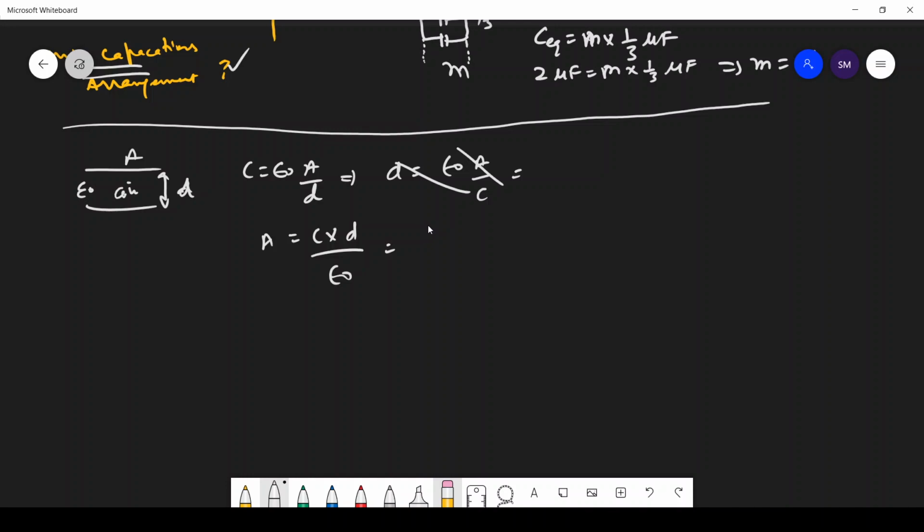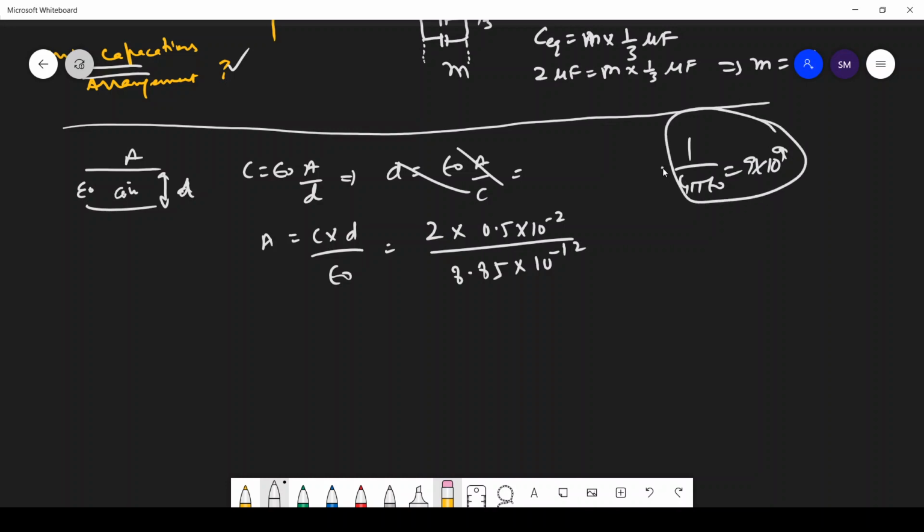So C is 2 farad, that is SI unit, and D is 0.5 centimeters. So let us change it into meters. So 0.5 centi means 10 to the power minus 2 divided by 8.85. So the value of epsilon will be given to you in exams. Otherwise, you can just remember it, 8.85 into 10 to the power minus 12, and 1 upon 4 pi epsilon naught is equal to 9 into 10 to the power 9. So students, just remember these two values. This one is Coulomb's constant K and epsilon naught is the permittivity of free space.